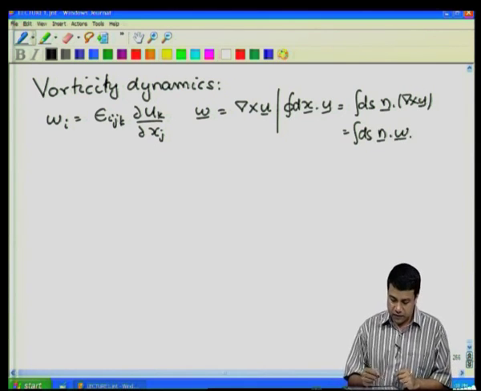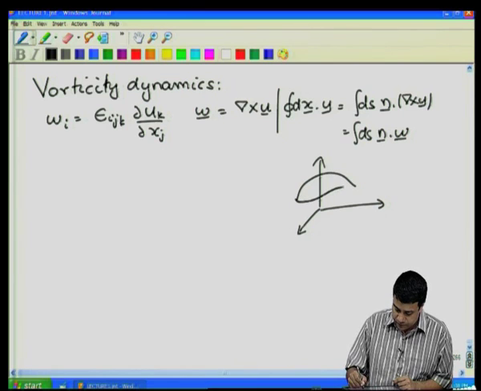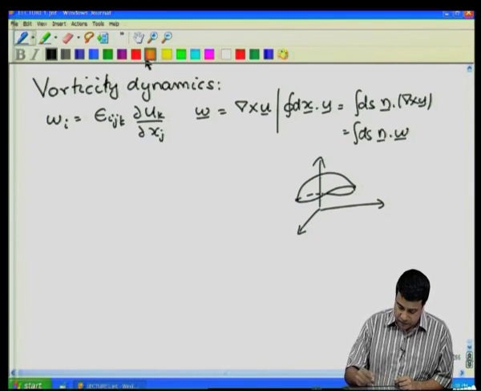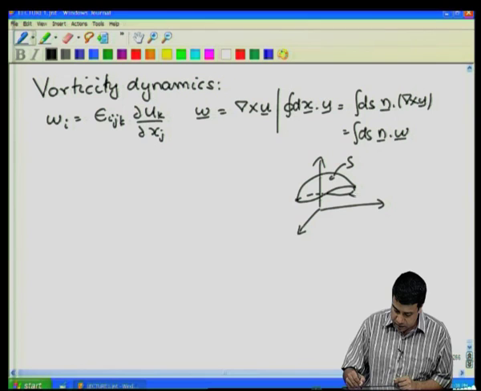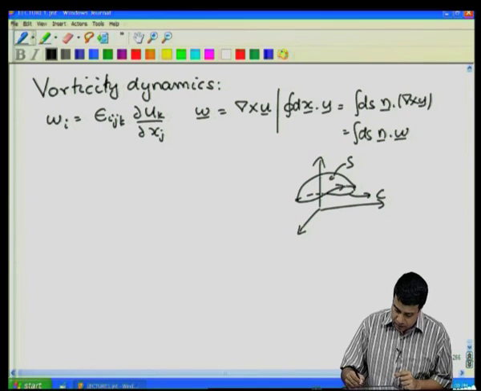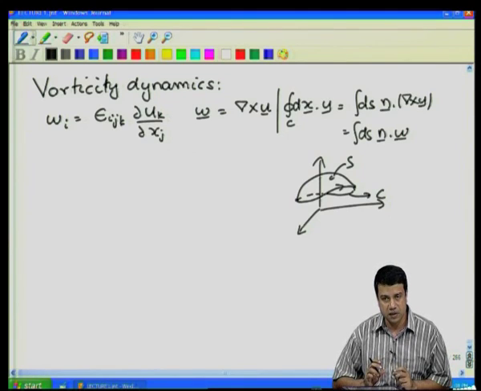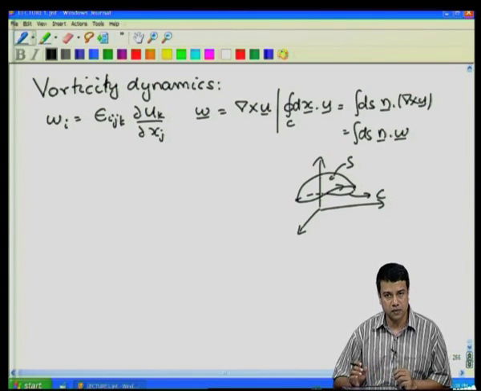Okay. So, if I have some surface within the flow, so this is the surface S, and this is the closed contour C, which is the perimeter of the surface. Okay. So, the integral over this closed contour C of the vector line element dotted with the velocity has got to be equal to the integral over the entire surface of n dot omega.